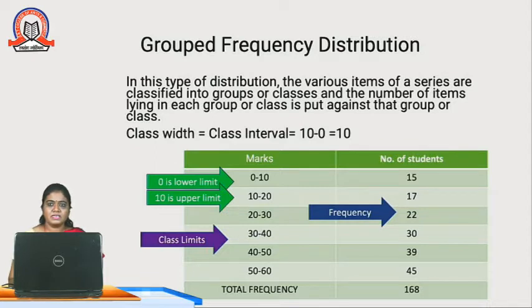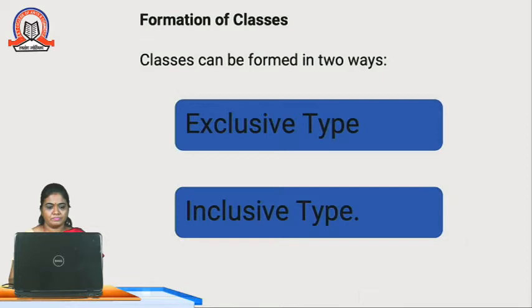Class width is found by subtracting the limits. For 0 to 10, we get 10 minus 0, which is 10. So the class width is common to all the classes. 0 is called the lower limit and 10 is called the upper limit. This is called the class limit. 0 to 10, 10 to 20 are called class limits. The difference in the class limit is called the class width. The number of students here is the frequency. The total frequency here is 168.